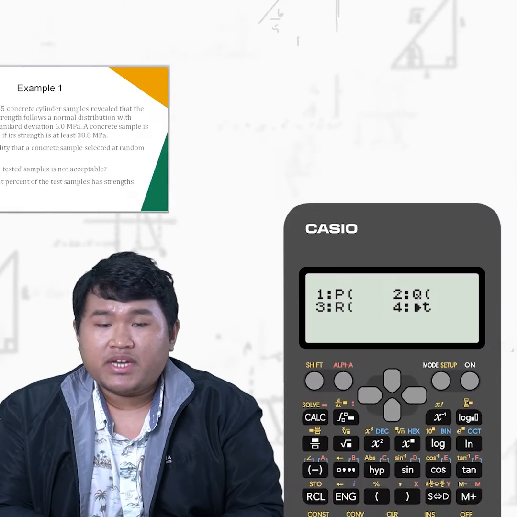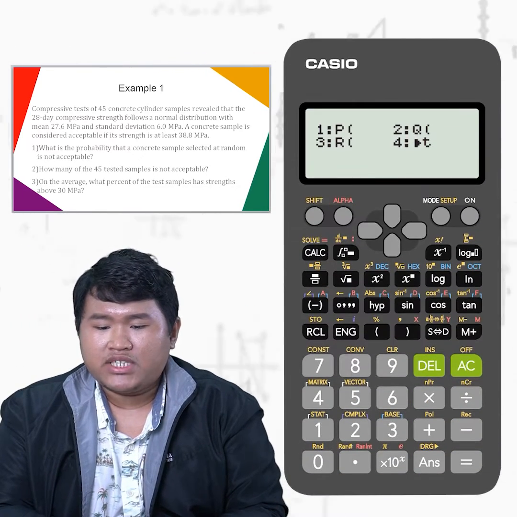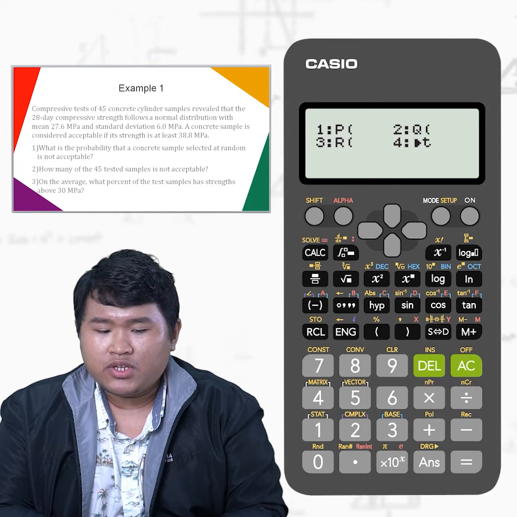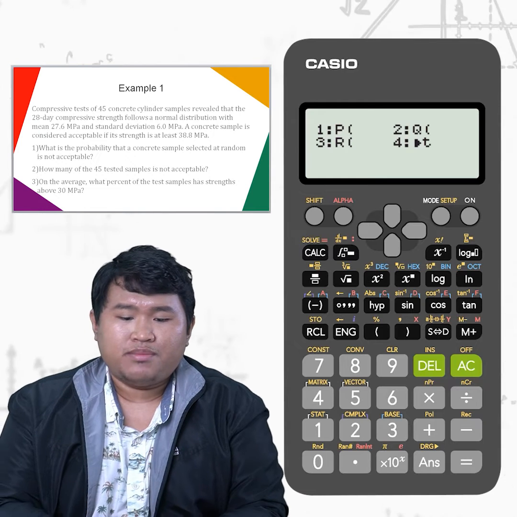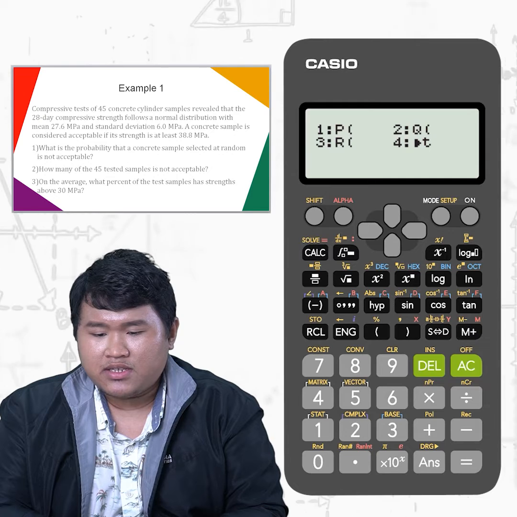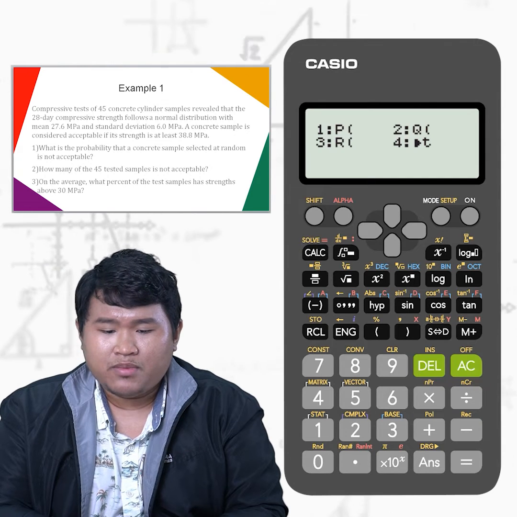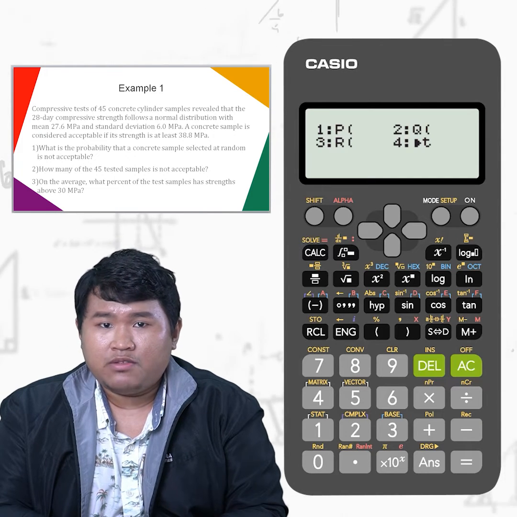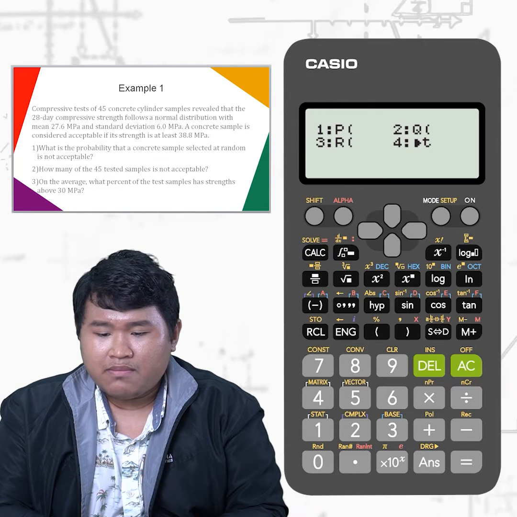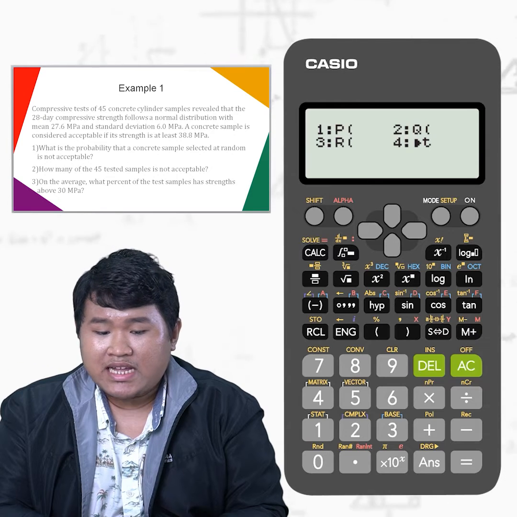Now, let's apply this concept in an example. We have this compressive test of 45 concrete cylinder samples, which revealed that the 28-day compressive strength follows a normal distribution with mean 27.6 megapascals and standard deviation of 6 megapascals. A concrete sample is considered acceptable if its strength is at least 38.8 megapascals. First, what is the probability that a concrete sample selected at random is not acceptable?